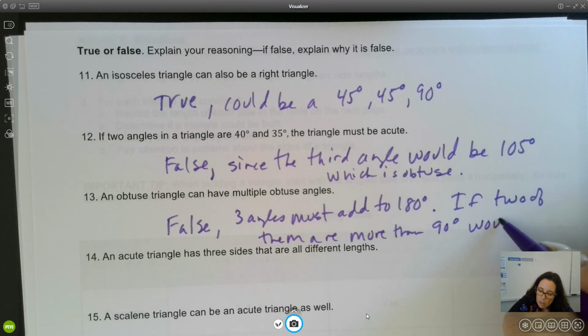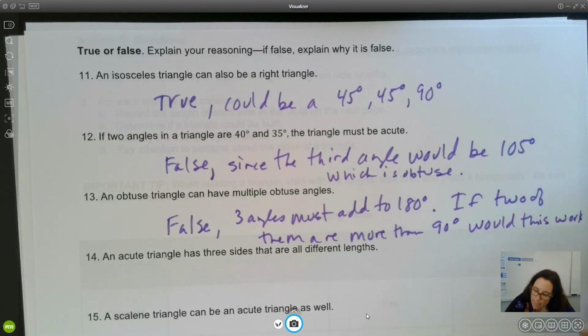Would this work? Am I off? Nope, I thought I was off the paper. Would this work?